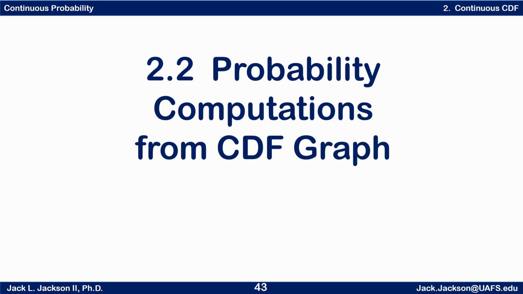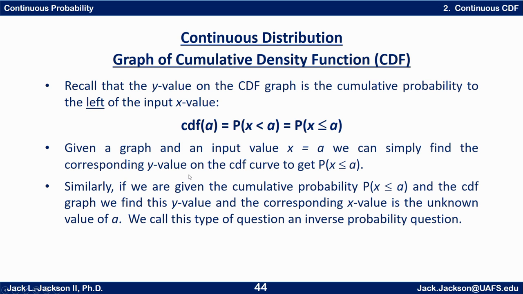In this video, we're going to talk about how to do some probability computations from the CDF graph, the cumulative density function graph of a continuous probability distribution. So recall that the y value on the CDF graph is the cumulative probability. That is a probability to the left of the input x value. So by that we mean the CDF of A is the probability that x is less than or equal to A, which is the same as the probability that x is less than A. So given a graph and an input value x equals A, we can simply find the corresponding y value on the CDF curve, take its y value, and that gives us the probability that x is less than or equal to A.